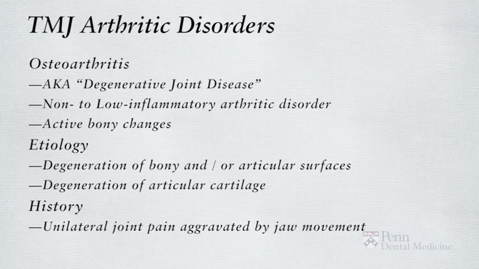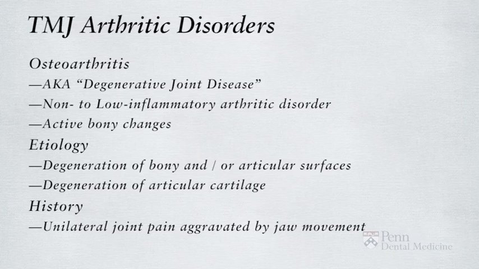Osteoarthritis is considered a non- to low-inflammatory condition that can cause bony changes, which may be evident in the TMJ area. Ultimately, these bony changes can cause pain and/or dysfunction in the TMJ area. The etiology of TMJ osteoarthritis is usually attributed to mechanical overloading of the articular surfaces, which leads to degeneration of bony and/or cartilaginous structures of the TMJ complex.